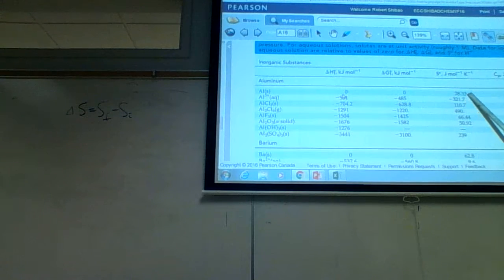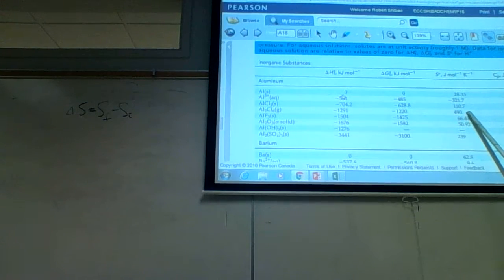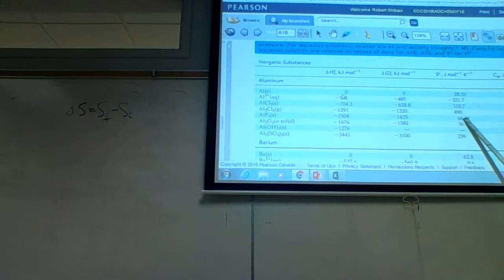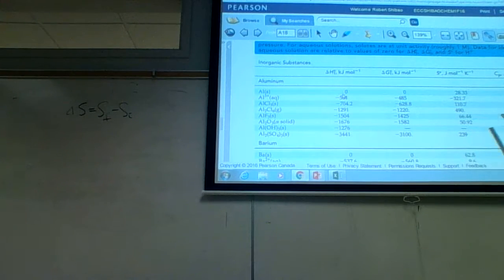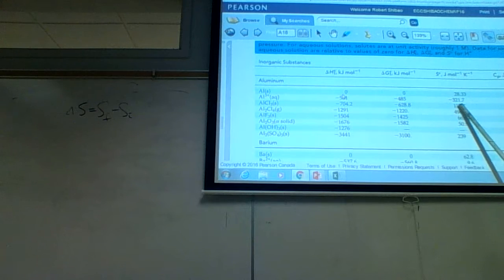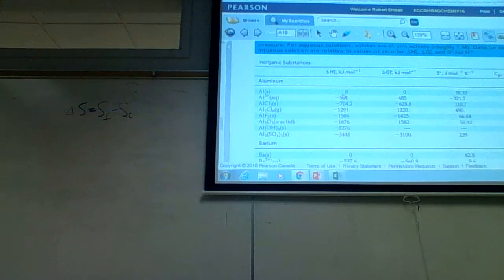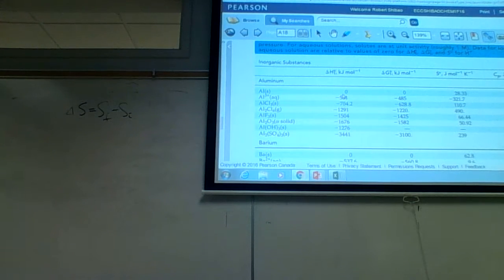Now, looking at these numbers, the first thing we come across is something like this. 2833 minus 321.7, 110.7490. So we got the numbers here, and we can use them. But you don't want to use these numbers blindly because we want to know something about these numbers. And so something about these numbers, let's take a look here.